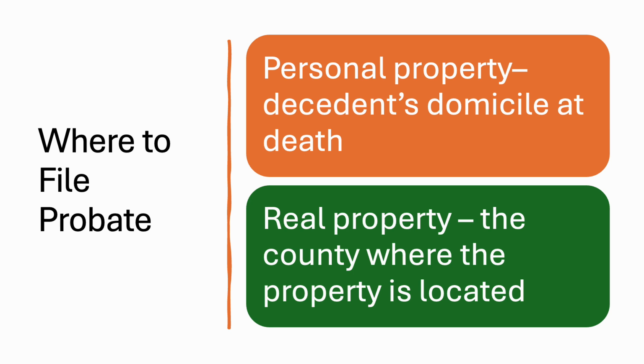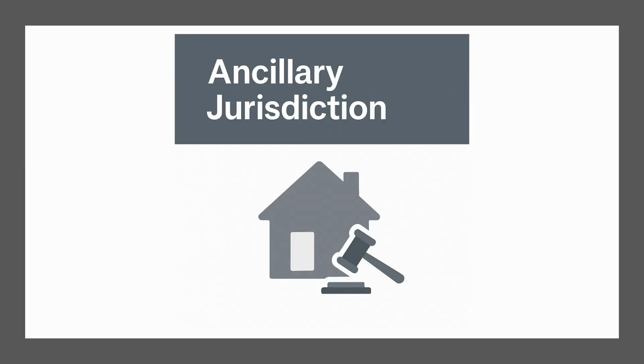Now, this division matters when assets are spread across different counties or even different states. So what happens if the decedent is domiciled in a different location than their property? Or what happens if the decedent owns multiple pieces of property with real property located in different counties? If a decedent owned real estate outside of the county or state in which they are domiciled, a second proceeding, an ancillary probate, is often required.